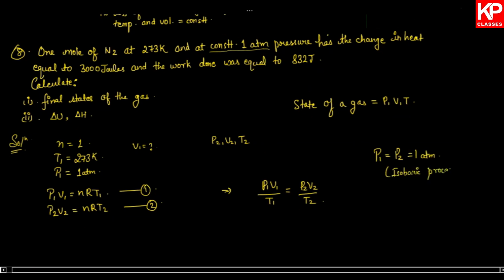The pressure remains constant when the system moves from one state to another. So P1 and P2 can be cancelled, and you can directly write the expression as V1 upon V2 is equal to T1 upon T2. Now you have a general relation between V1, V2 and T1, T2, right?